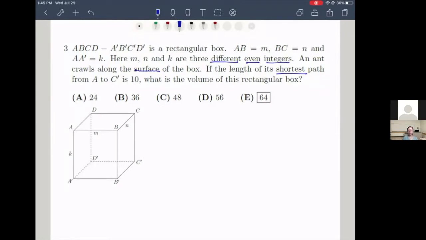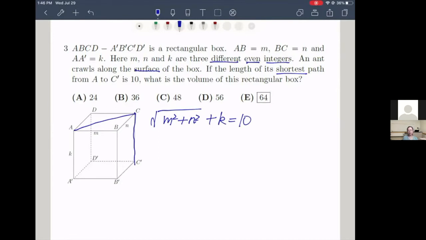We know that the shortest path from A to C prime has a length of 10. When we think about the shortest path between 2 points, we typically just connect them. If we connect them, this doesn't work because the ant crawls along the surface, not inside the box. Okay, so it seems reasonable that the ant first crosses from A to C, then from C to C prime, so it will remain on the surface, right? With that, we can write down the square root of M squared plus N squared from A to C, and then plus K equals 10.